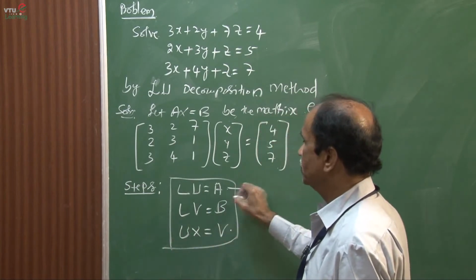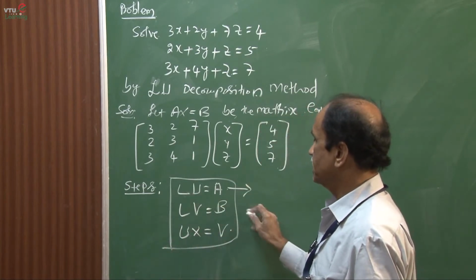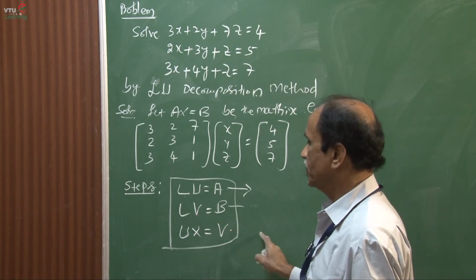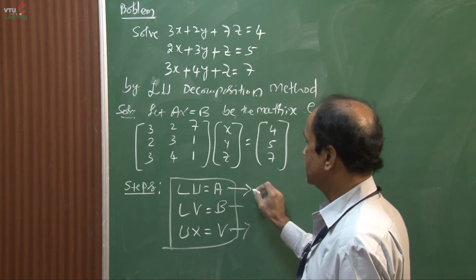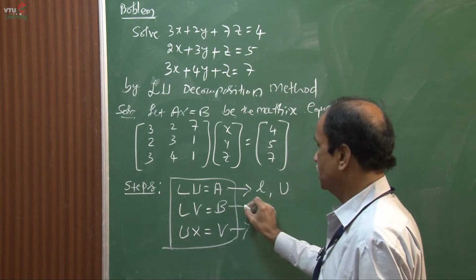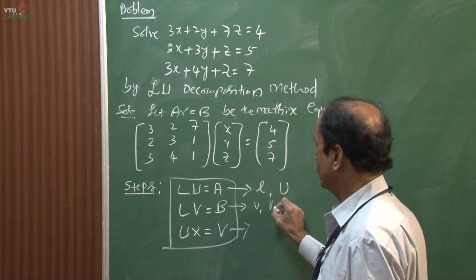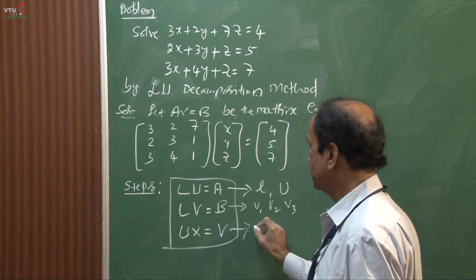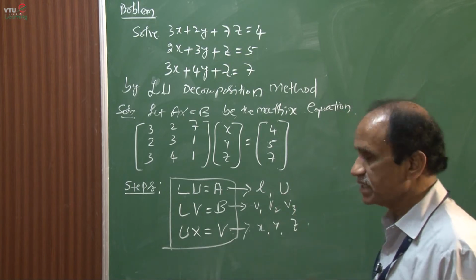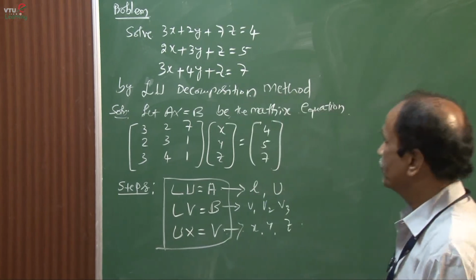This step gives values of L and U. This step gives what are the values of V1, V2, V3. This step gives X1, X2, X3. This step gives L values and U values. This step gives V1, V2, V3. This step gives X, Y, Z. These are the only 3 important steps that you have to follow. Okay.